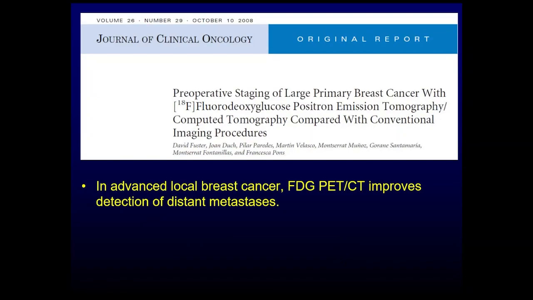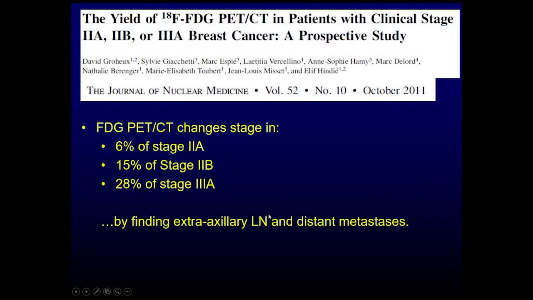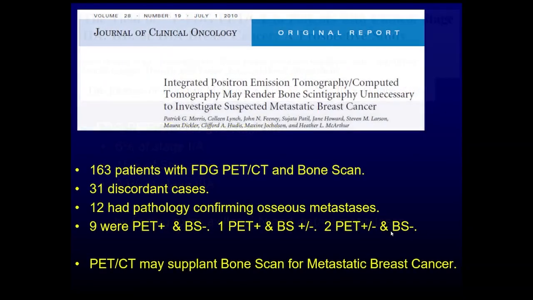So there are multiple prospective clinical trials now demonstrating that for locally advanced breast cancer, such as stage 3 breast cancer, FDG PET improves the detection of previously unsuspected distant metastases, and this has a huge impact on clinical management. As the locally advanced tumor is increasing in stage, there's a greater chance of us finding those distant metastases, and it changes the stage by finding extra-axillary lymph node, and as we said, distant metastases.